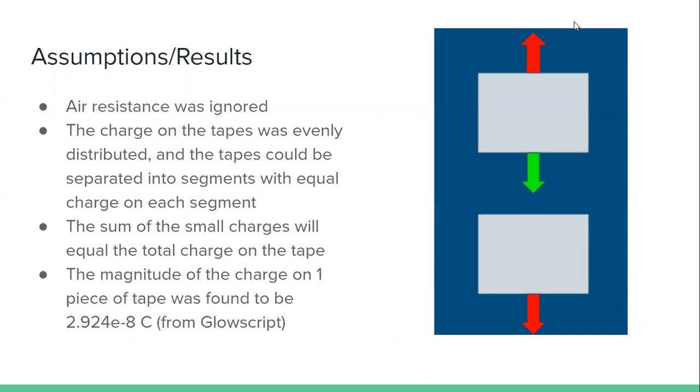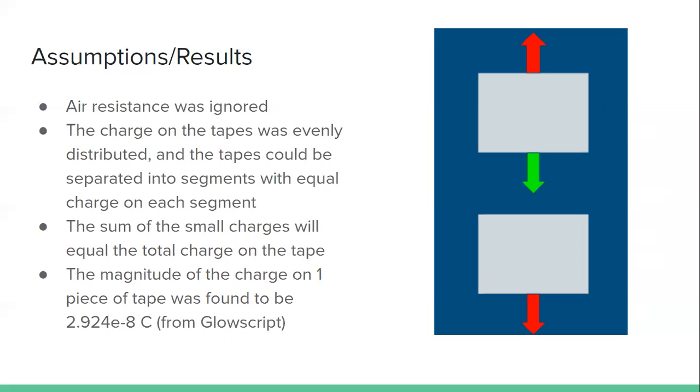Some of our assumptions and results: again, we ignored air resistance, and the charge on the tapes was evenly distributed, and the tapes could be separated into segments with equal charge on each segment, and the sum of the small charges will equal the total charge on the tape. The magnitude of the charge on one piece of tape was found to be 2.924 times 10 to the negative 8 coulombs, and this is again from my GlowScript model.